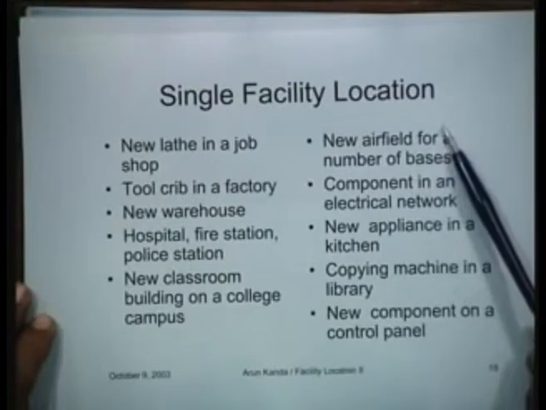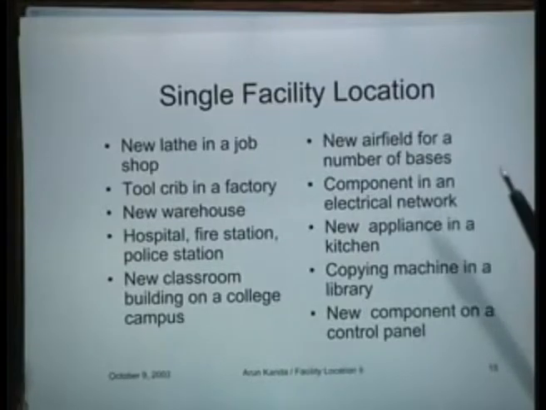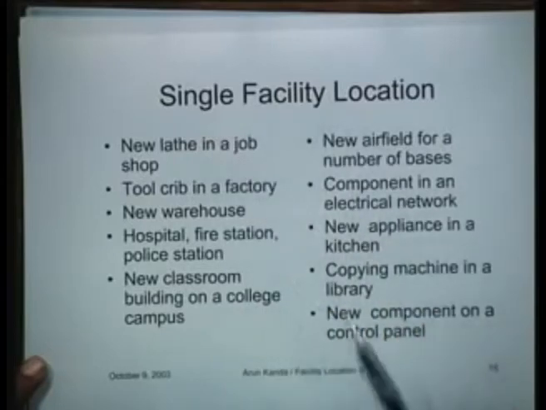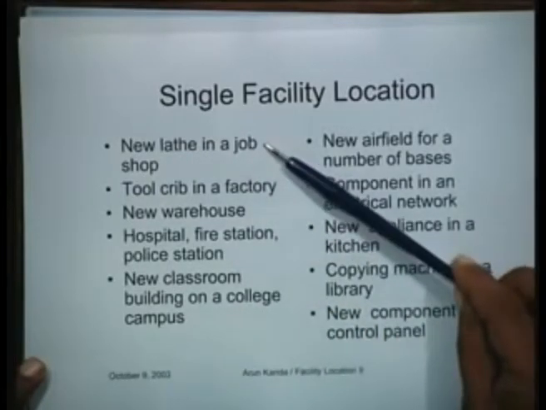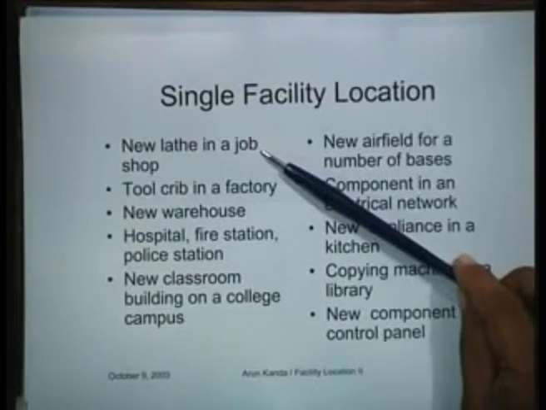The single facility location problem is essentially the problem where you want to locate one new facility, and this problem occurs very frequently in life. Here are some examples of what we call the single facility location problem. For instance, you want to determine the location of a new lathe in a job shop. You already have 23 lathes, you bring in another lathe, the 24th one, and you are trying to find out where it should be located.